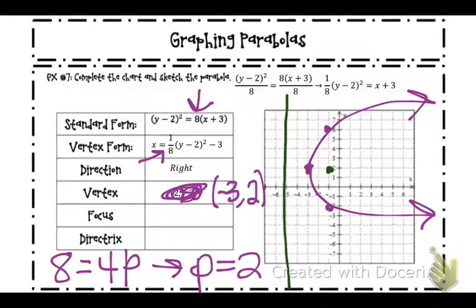So we've graphed it. Now let's just go back and look and see, where's my vertex? Where's my focus? That's at -1, 2. So this will be -1, 2. And my directrix is at x equals -5. Okay?